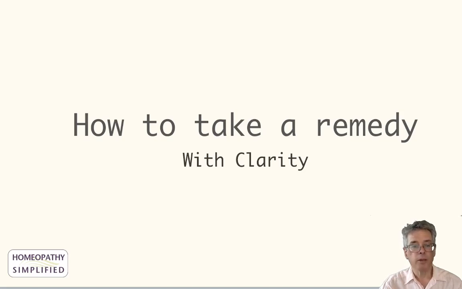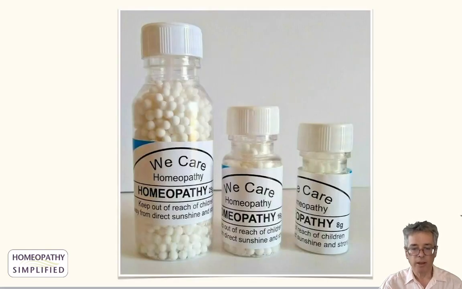Now, I wanted to talk about dose and how to take a remedy, and I've written here with clarity. So usually a remedy is bought in a granule format, meaning a sugar ball. The sugar ball is usually made of sucrose, although you can get glucose as well if you are lactose intolerant. So this is milk sugar. The sugar granule is actually the carrier for the medicine. The medicine is a liquid that impregnates into the sugar. So they soak the sugar with the liquid medicine.